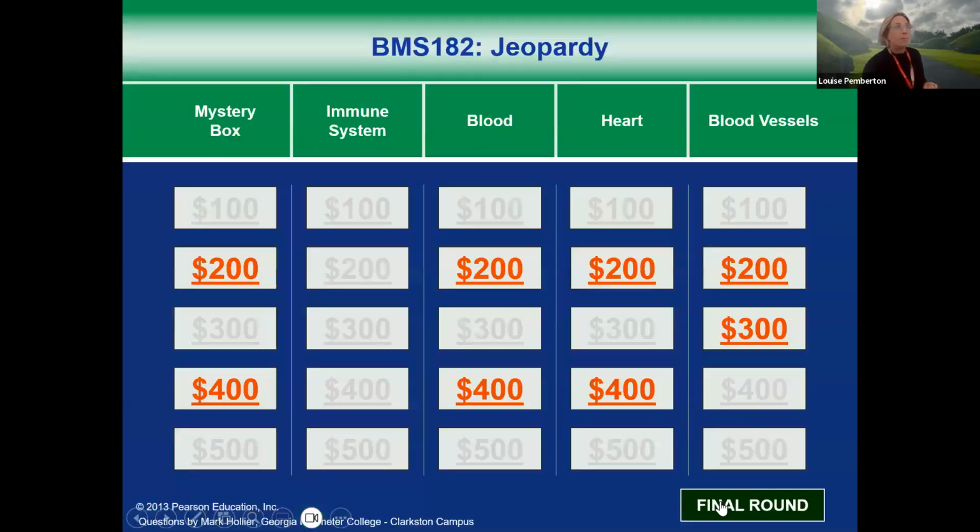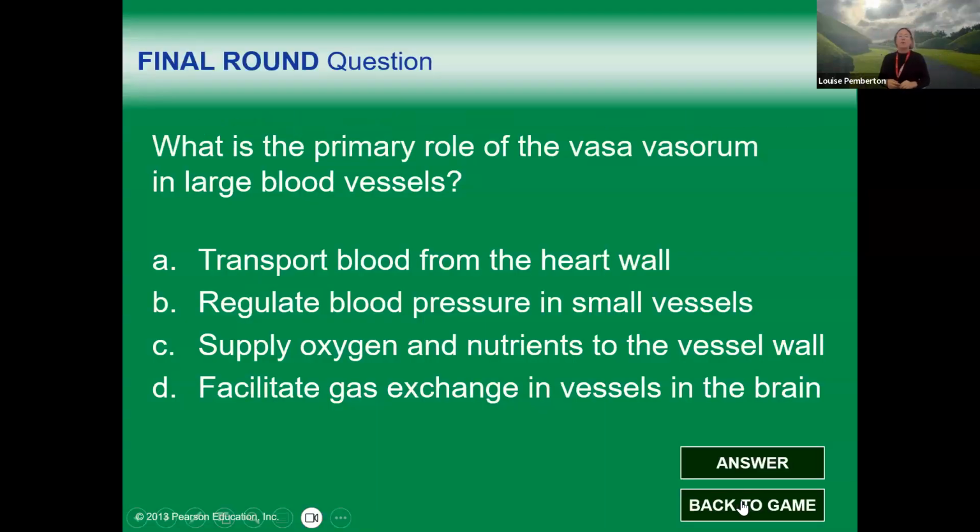All right. Last one. Final round. I can't remember what this one is. Oh, yeah, I can. What is the primary role of the vasa vasorum in large blood vessels? What does it do? Yes, well done. So big, large vessels like the aorta and the vena cava will have these smaller vessels that deliver nutrients and oxygen to the vessel wall because they're just too thick, right? So they need help. All right, so we finished.